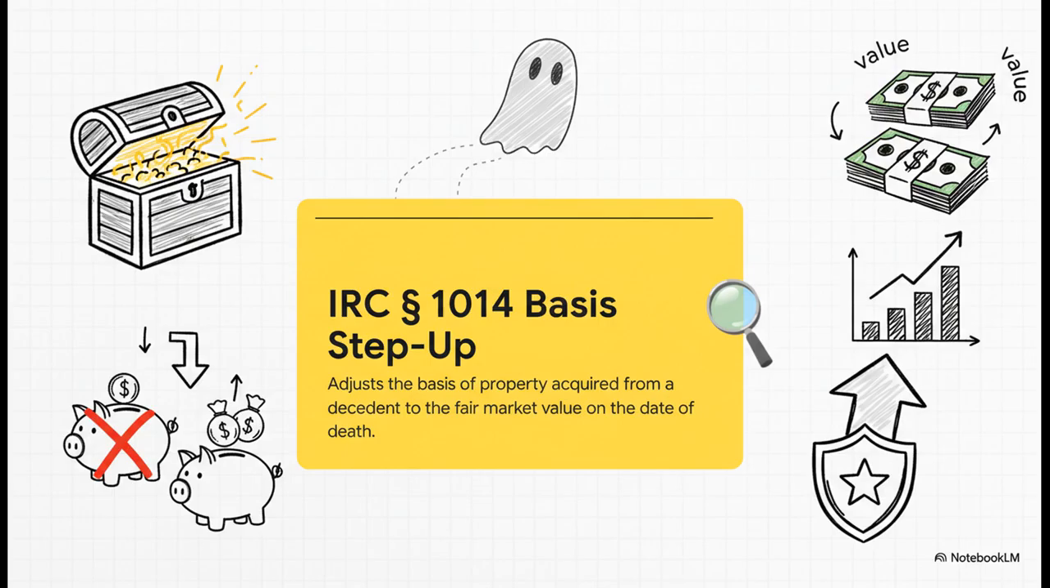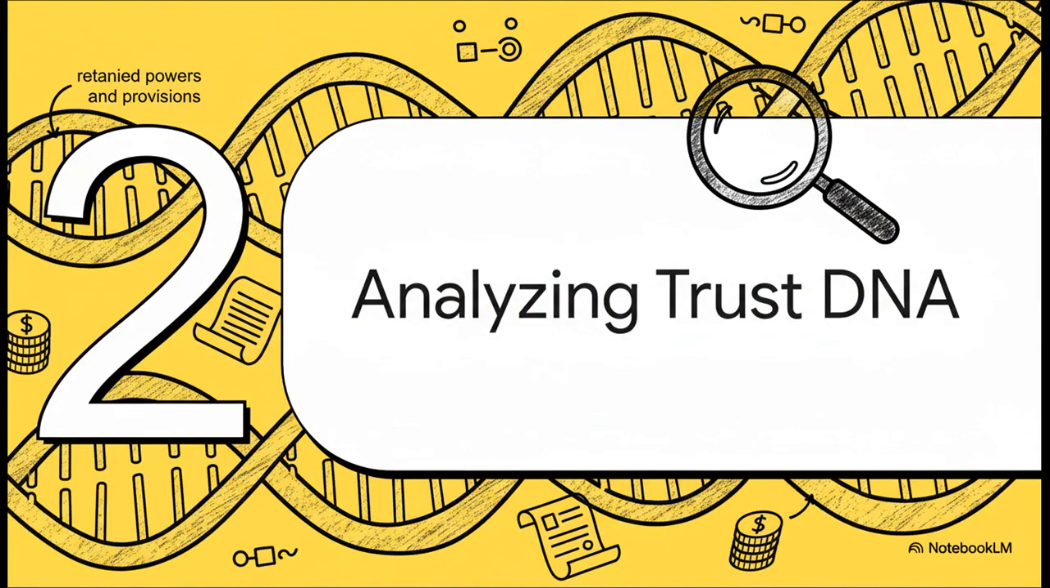This is the whole reason we're here. This incredible provision lets heirs inherit assets at their current market value, which means it can literally erase a lifetime of capital gains. Our entire forensic analysis is geared towards one thing, proving an asset's DNA qualifies for this exact treatment. All right, let's open the case file and look at the evidence.